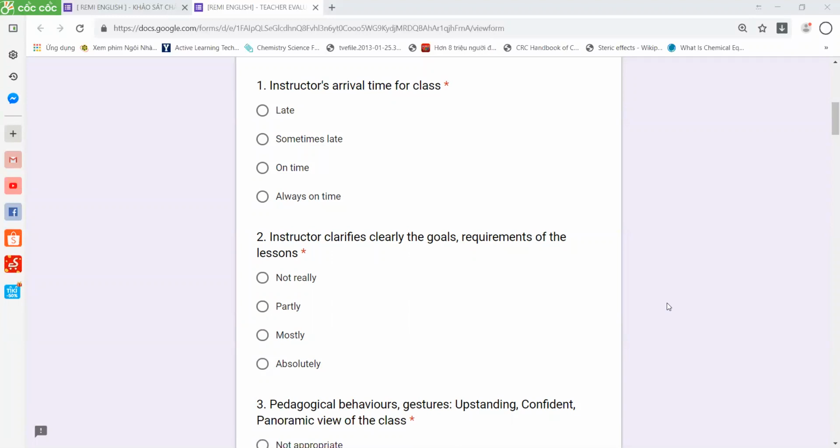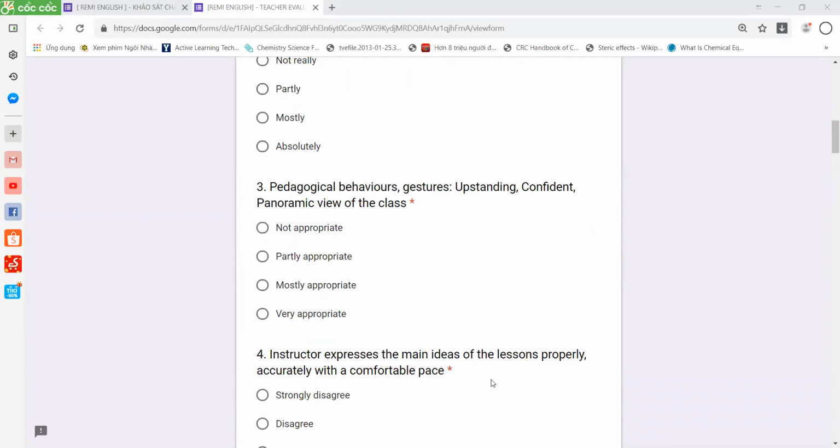Structure clarifies clearly the goals and requirements of the lessons. Before studying, you have to name all the objectives of the lesson so that the students could carefully prepare for it.